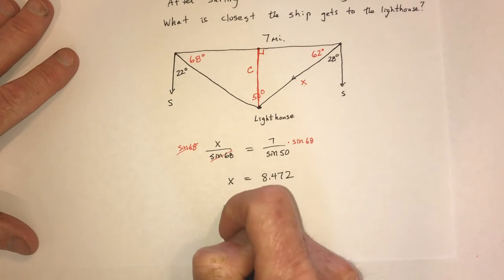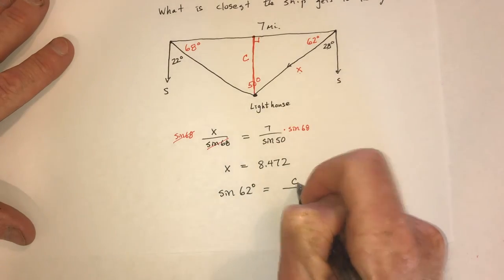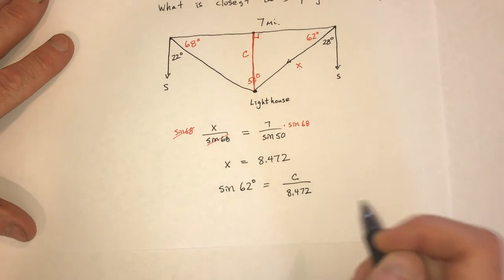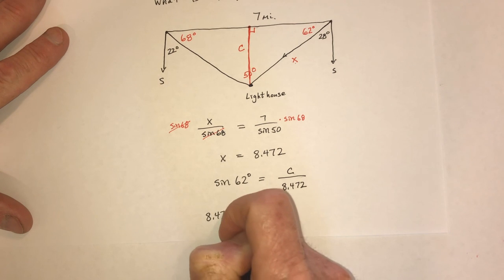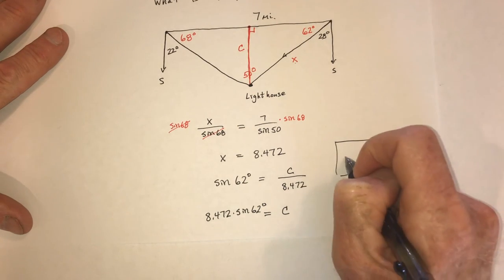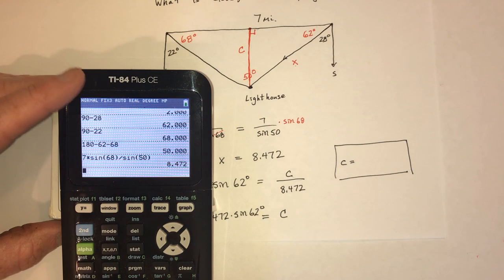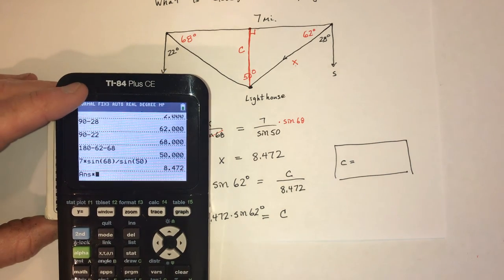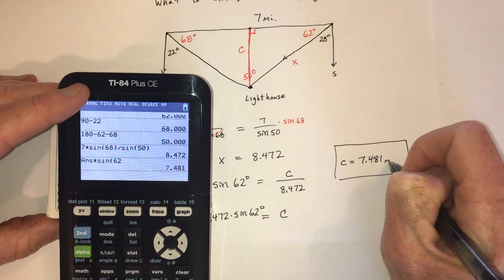So it's going to be sine of 62 equals the opposite over the hypotenuse. And the hypotenuse is x, which we just found out is 8.472. Then to solve for c, just multiply both sides by 8.472. And then just put that in a calculator and we're done. So 8.472 is my last answer, so I'm just going to go times 8.472 times sine of 62. And the closest is 7.481, and this is in miles.